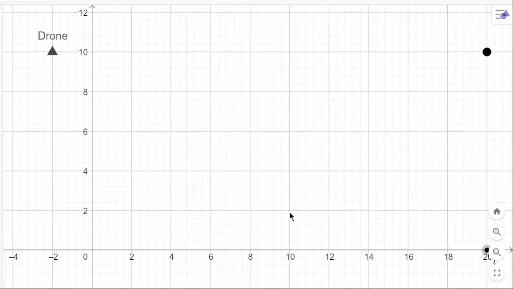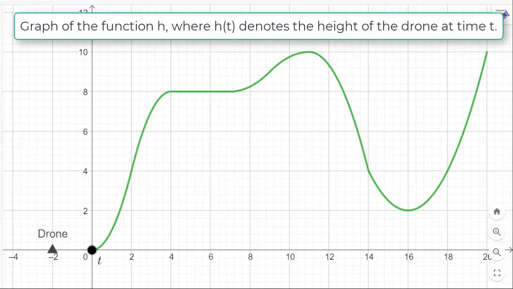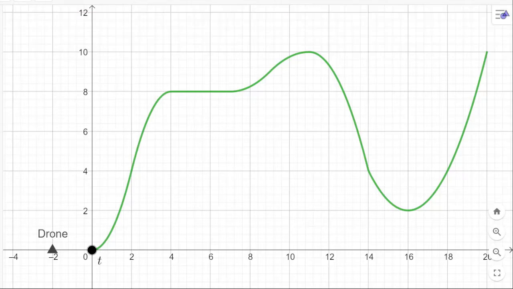Now, if we look at the path that that point just traversed, that is giving us a graph. It's a graph of the function which gives the height of the drone versus time. And we can go ahead and plot that, and that's what it looks like. This is a graph of the height of the drone given as a function of time. Now we want to make some statements about this graph. What important features does it have?